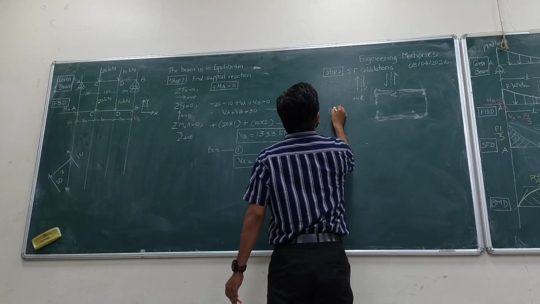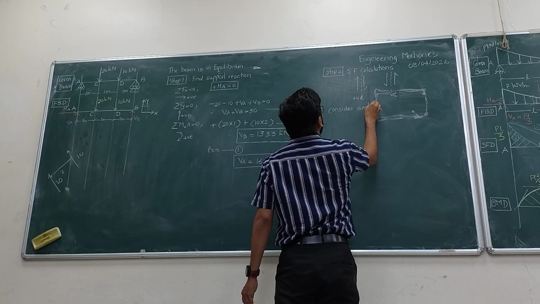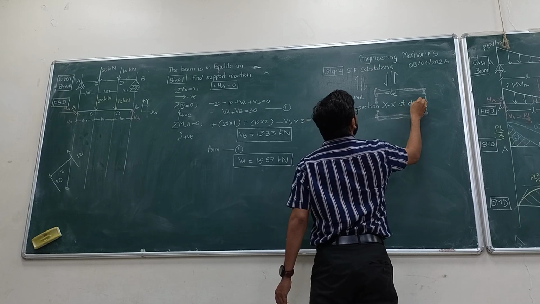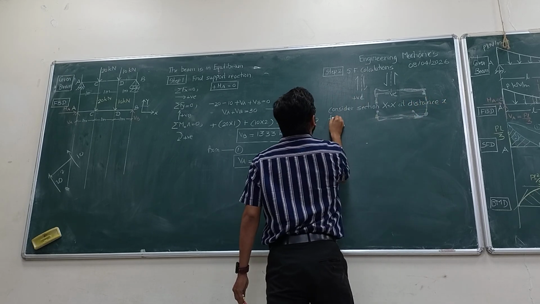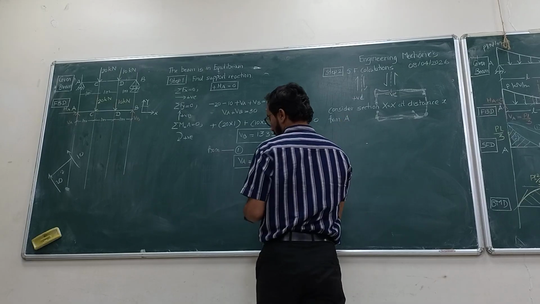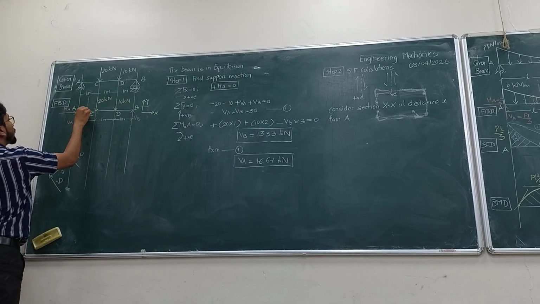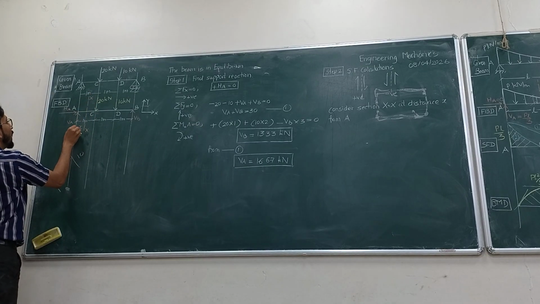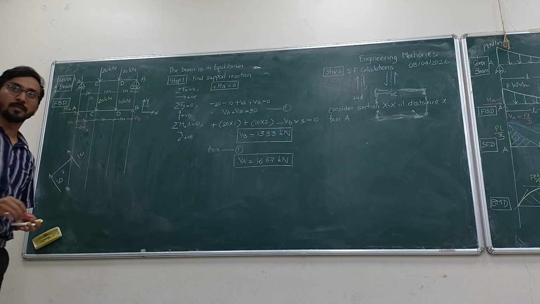So write down that. Consider section XX at distance x from A. So let us show the section. So this is your section XX at distance x, right? Okay.